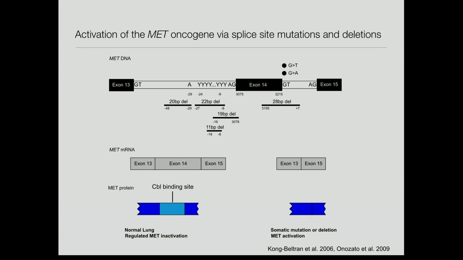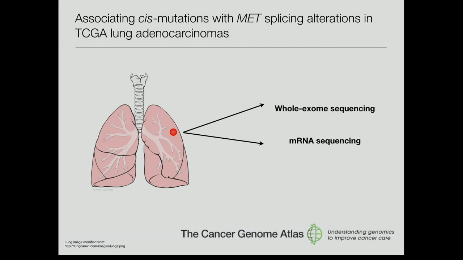This was really an interesting event, because typically in cancer genome studies, when you look at splice site mutations, it's always assumed to be loss of function. But this is one case where these splice site mutations are actually causing a gain-of-function activation of an oncogene. And so as part of the TCGA lung adenocarcinoma working group, we wanted to further characterize this event.